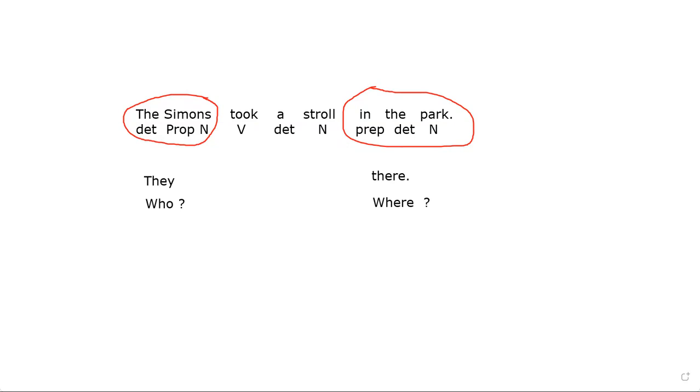In the park. So I know when I'm drawing my diagram, those three words need to come together eventually as one chunk. I'm going to need to visually represent that as one piece. Okay. The same goes for a stroll, right? A determiner and a noun are going to go together.